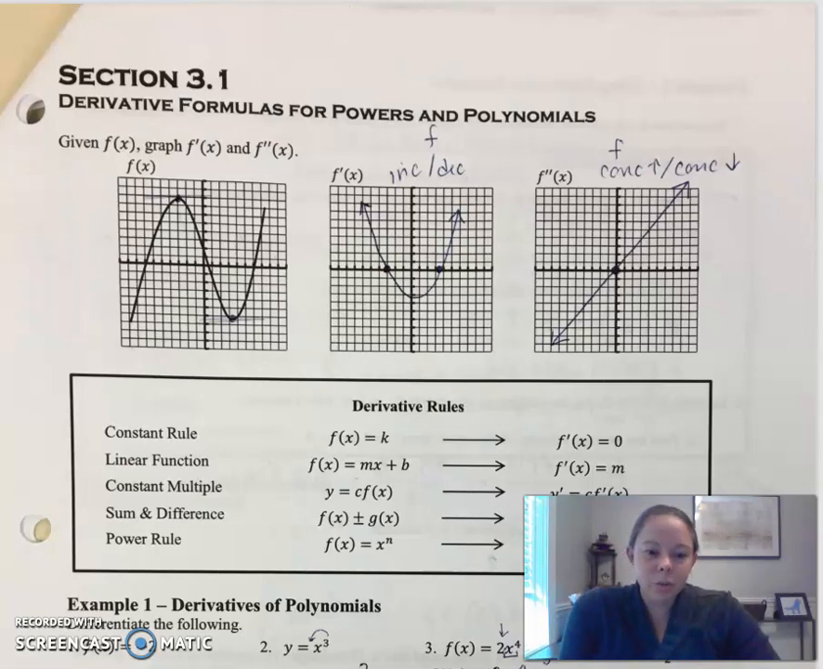Hello, this is section 3.1 for Calc survey, and today we'll be talking about derivative formulas for powers and polynomials. So finally, we've spent chapter 2 discovering the slope of the tangent line and sketching derivative graphs, and finally we get to learn how to actually find the formulas for some of these derivatives, the really basic ones.